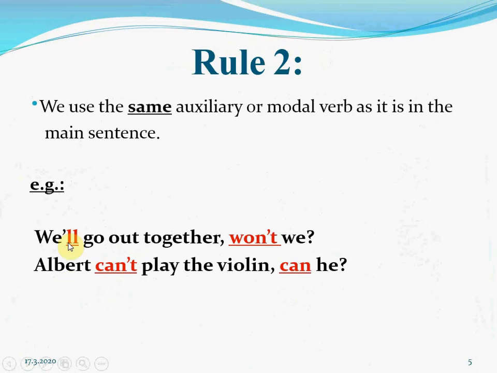Like here in our example, we will go out together, won't we? Albert can't play the violin, can he? Please take notice that will here is positive, that's why we make the question tag negative, won't we? And can't here is negative, that's why we make the question tag can he.